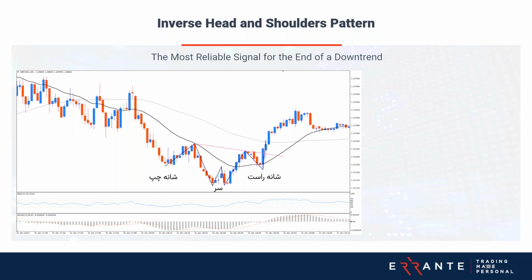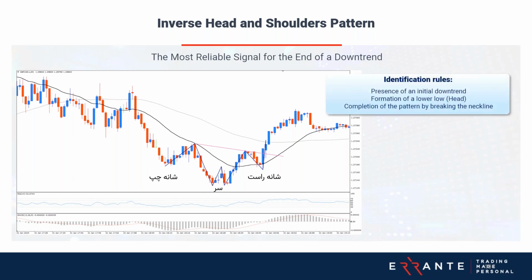This pattern typically forms after a significant downtrend, making it an essential tool for traders looking to capitalize on market bottoms. Now let's discuss some rules that we need for identifying the inverse head and shoulders pattern. First, the first requirement for this pattern is a preceding downtrend. Without a strong downtrend movement, a downward movement, the pattern lacks the context needed to signal a potential reversal. Okay, so this is the first.